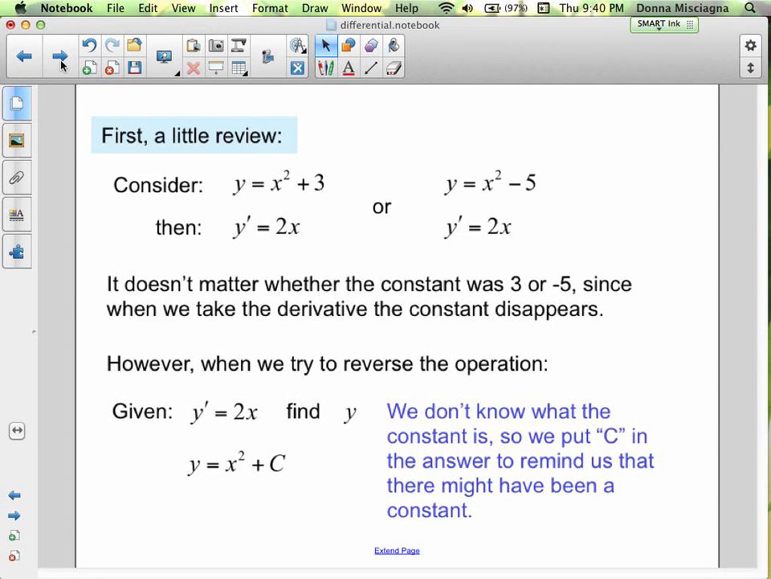So a little review. If we have y equals x squared plus 3, we take the derivative, we have 2x. If we have y equals x squared minus 5, we take the derivative, we have 2x. Well, those are two different equations with the same derivative. It doesn't matter whether the constant was 3 or negative 5. So when we take the derivative, the constant disappears. However, when we try to reverse the operation, we don't know what the constant is. It's lost to differentiating. So we put c in the answer to remind us that there might have been a constant.